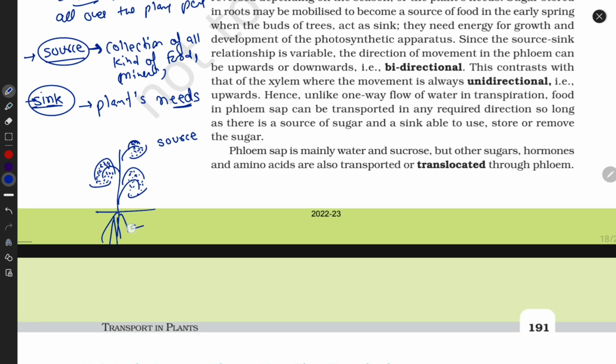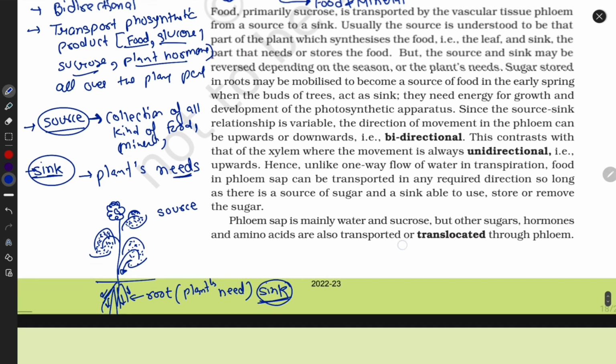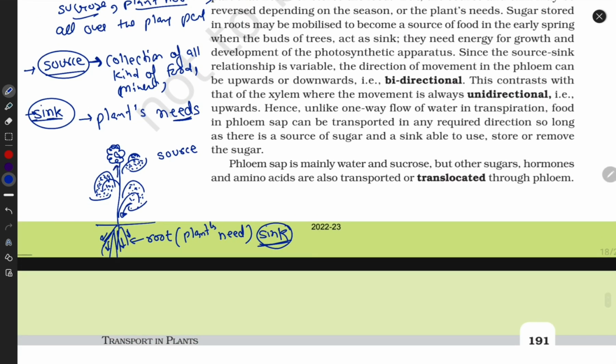And here the root can't make its own food. It needs the food, so we call it a sink because it needs it. So the source has lots of food and transports it to those parts that work as a sink, even leaves, even flowers, even fruits, and even roots. Alright, guys? So they can transport upward and also downward. Source and sink, now you can clear this term.